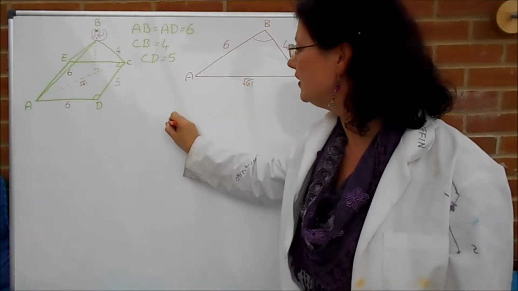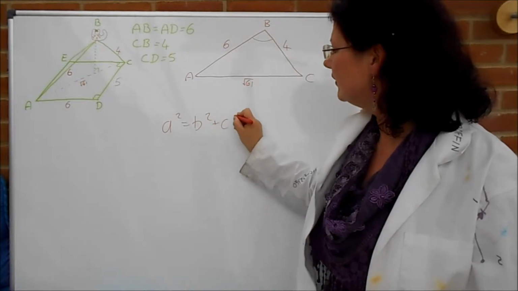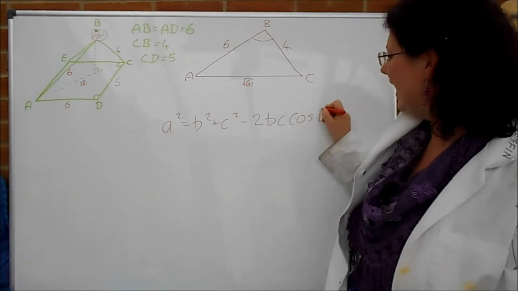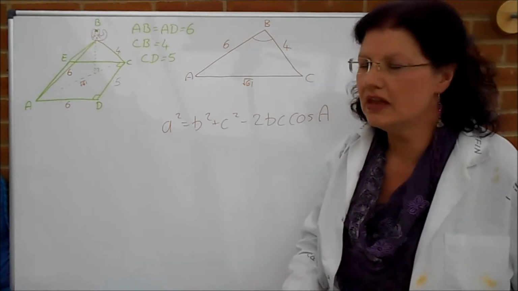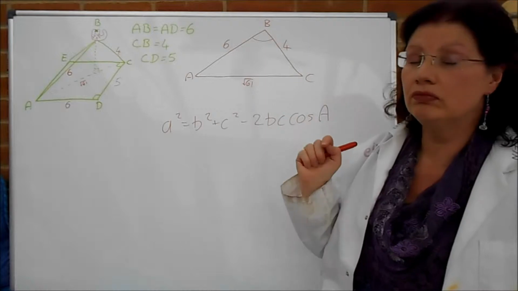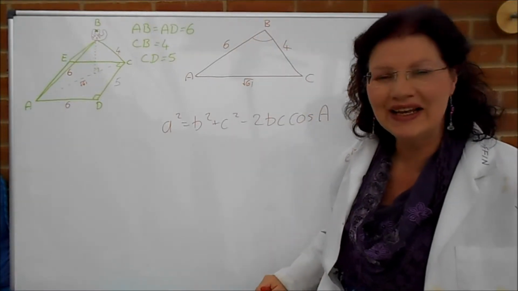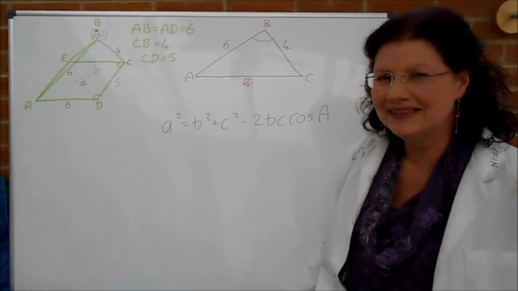Standard way of writing the cosine rule is a squared equals b squared plus c squared minus 2bc cos A. Okay, that's the way you usually find it in the formula books and things like that. You may wish to relabel things because we're not wanting angle A, we're wanting the angle at B. So I'll leave you with that, and I'll come back and work through it in a minute.